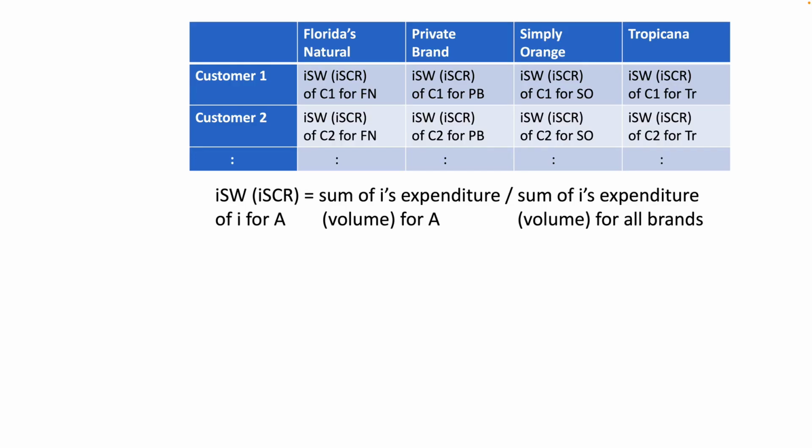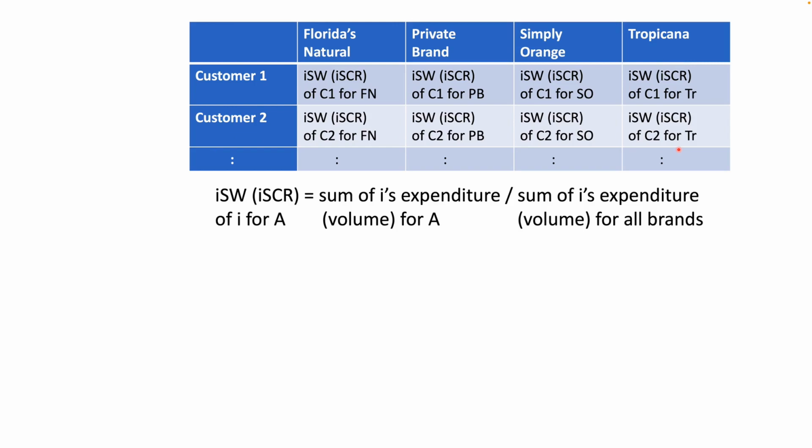Next, we are going to compute the individual share of category requirement and share of wallet. We can compute the share of wallet and share of category requirement in the same manner. First, we need to think about our expected outcome. We want to draw this shape of table. In each column, again, we have the brands. And in each row, we have each customer.